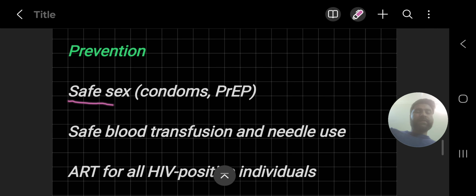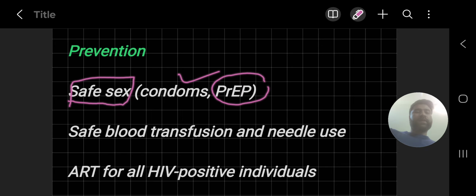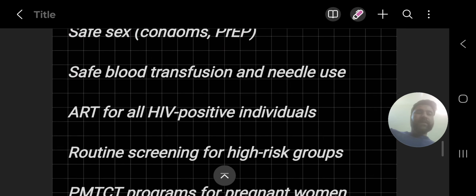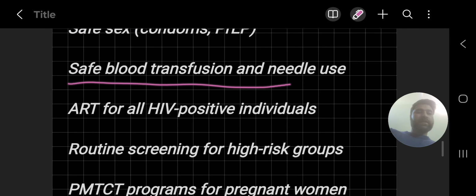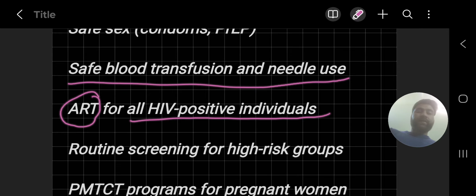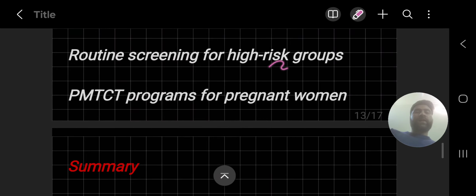Prevention: safe sex practices, condoms, and post-exposure prophylaxis. Safe blood transfusion and needle use. Antiretroviral therapy for all HIV positive individuals. Routine screening for high-risk groups.